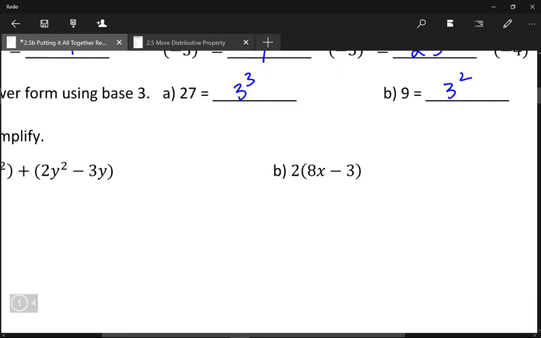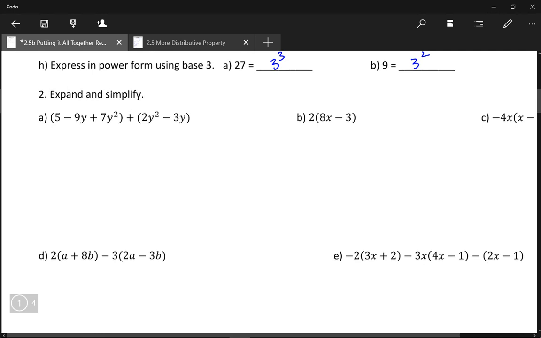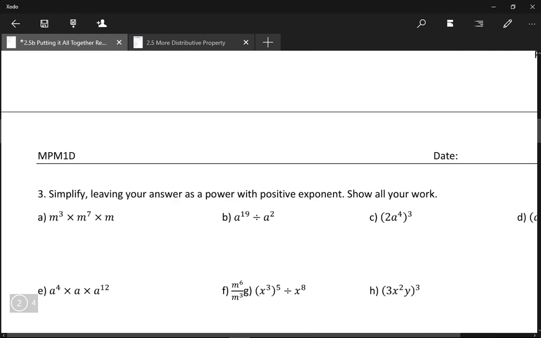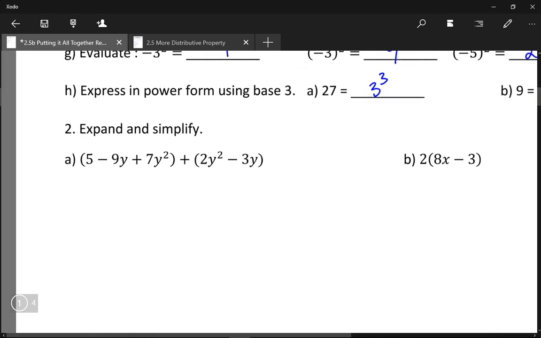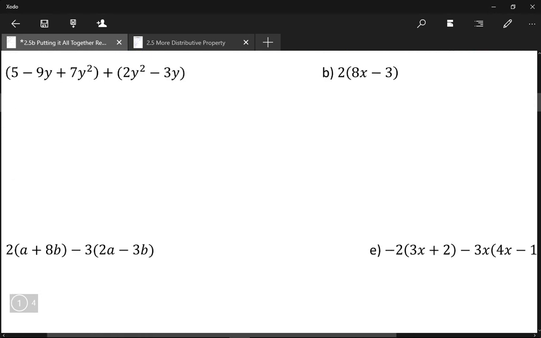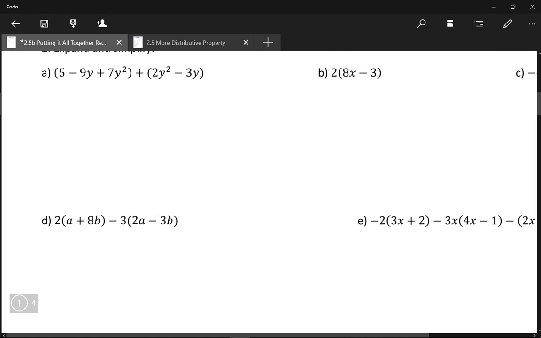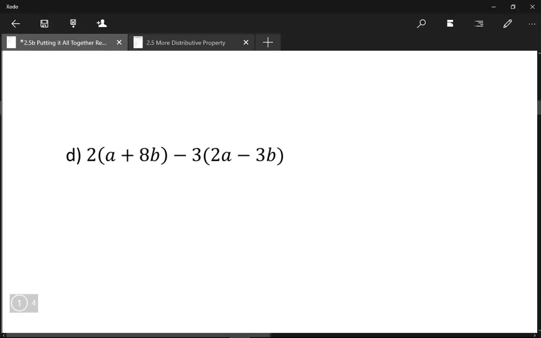Okay. So here's the part number 2. For the rest of these, I am not going to do them all. I'll pick maybe a couple of them from each, and then I'll leave the rest for you to do afterwards. So expand and simplify. Let's pick something like D. Let's go down to D. Let's try and do D together like this.